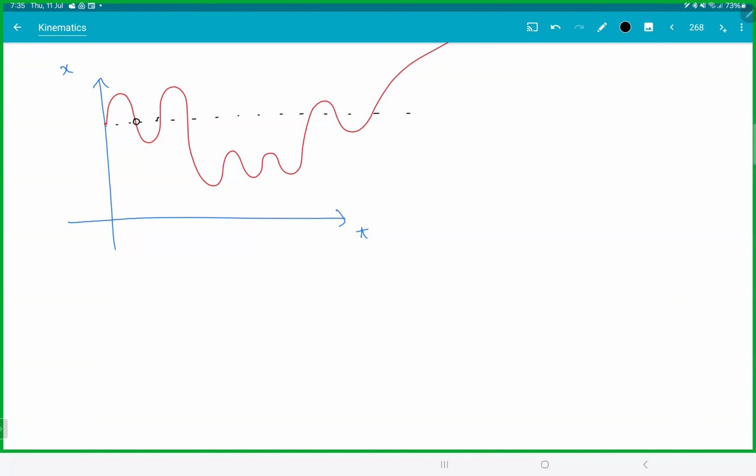So 1, 2, 3, 4, 5, 6. 6 times average velocity is 0. What about this thing? Maximum minimum 1, 2, 3, 4, 5, 6, 7, 8, 9, 10. 10 times v bar is 0. Easy?